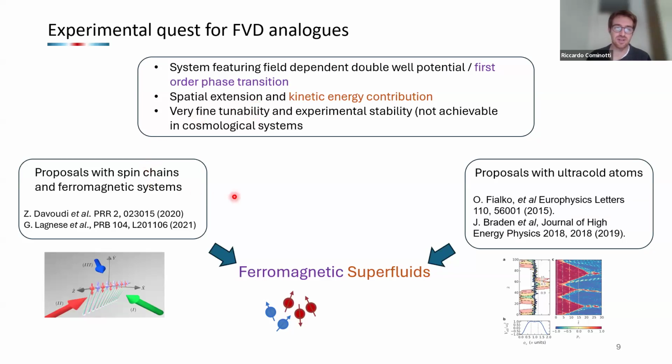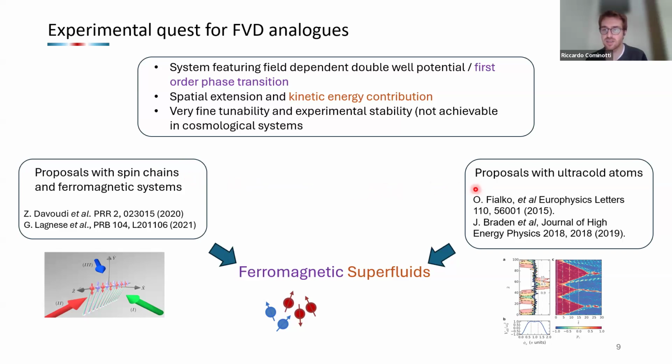And to my knowledge, there has been some research involving some proposals which aim at using spin chains and ferromagnetic systems. This is because ferromagnetic systems already feature a natural first-order phase transition, so we can exploit this scenario. But these systems have the small caveat that they are discretized, so the physics of the decay might be a little bit different.